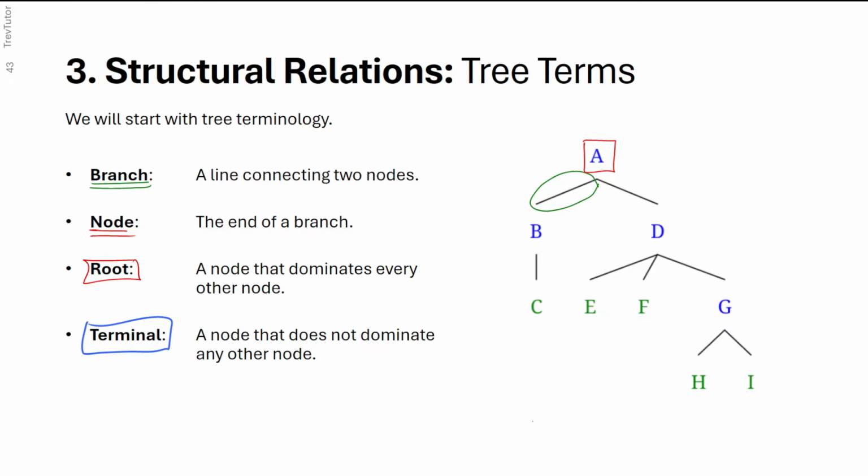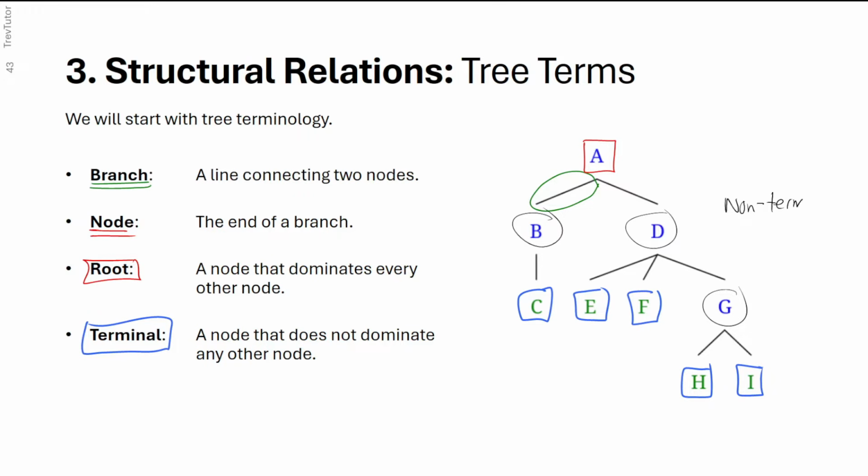So in other words, it has no children, it has no daughters. So in this case, C, E, F, H, and I are all examples of terminal nodes. Everything else in between that we haven't talked about, so things like B, D, and G, these are just called non-terminal nodes. And A is included in that, but usually if we were trying to talk about A specifically, we would use the term root instead of non-terminal nodes for that.